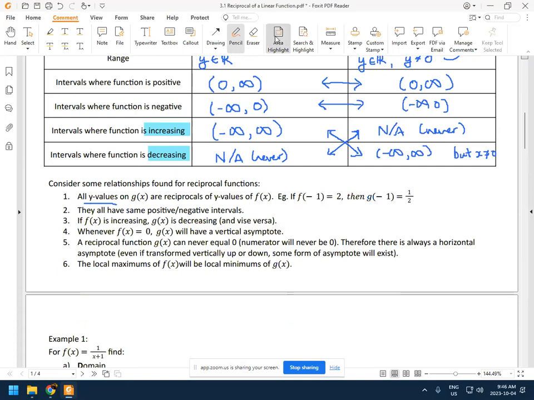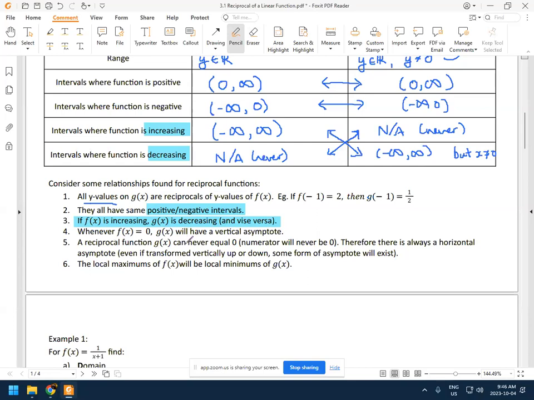All have the same positive or negative intervals, but they will have reverse increasing or decreasing intervals. We always see it to be true, always, interestingly enough. Well, it's not so interesting if you try the math and you plug in numbers. Whenever f of x equals 0, g of x will have a vertical asymptote, which makes sense because you made the denominator equal to 0.